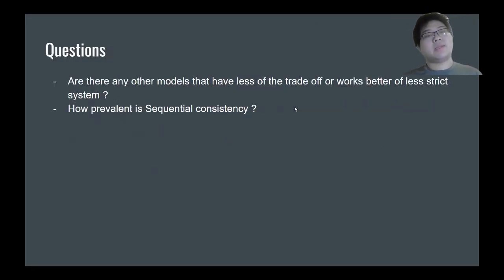So with that, I have some questions, which are: are there any other models that have less of a trade-off than sequential consistency? Also, how prevalent is sequential consistency being used right now? Because of its trade-off, how prevalent is it being used as the default model instead of another model?